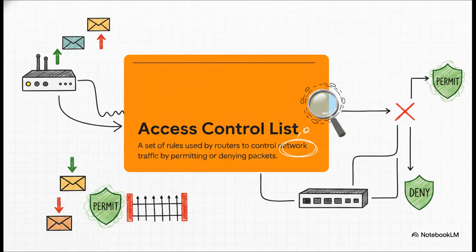Basically, an ACL is a set of rules used by routers and switches to control your network traffic. The keywords you really need to lock in here are permit and deny. When packets enter or leave a network device, the ACL acts as a filter. It evaluates that traffic and decides its fate based on those strict rules.